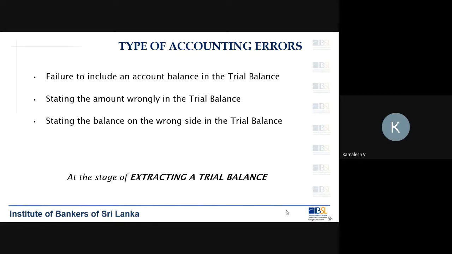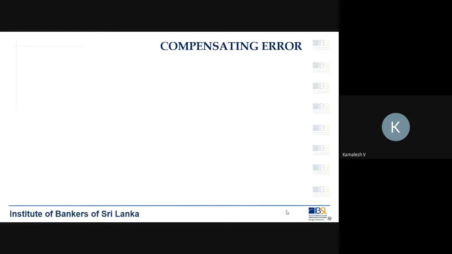So, the three types of errors that we looked at: at the time of posting, at the time of prime entry, and at the time of extracting a trial balance. All these will have an impact on your trial balance. Okay? Here comes compensating error, the question raised by one person earlier. So now we look at what is a compensating error.